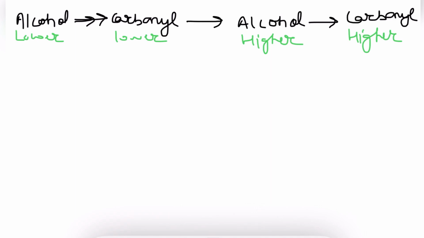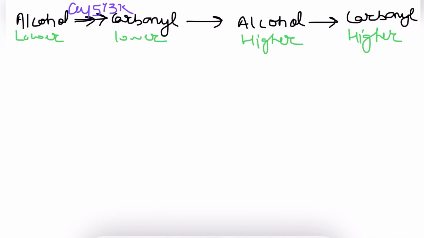So let's discuss a series of reactions where we are using a Grignard reagent as well as copper at 573 Kelvin. First I have taken alcohol. Alcohol changes into carbonyl. So the step is copper at 573 Kelvin, that is a dehydrogenation.